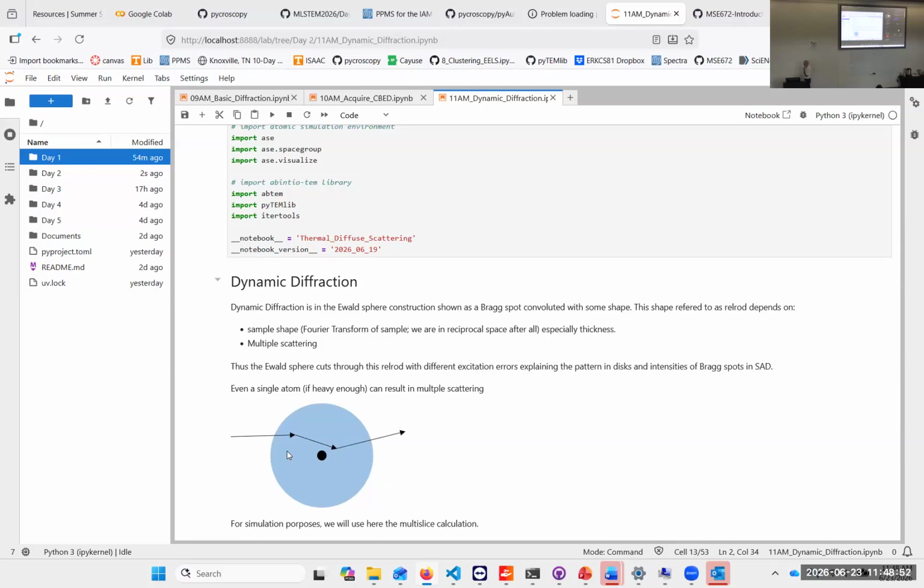So pyTEMlib is based on this ASE. I get all my crystal tools from the ASE platform. Okay, so we have another 10 minutes.